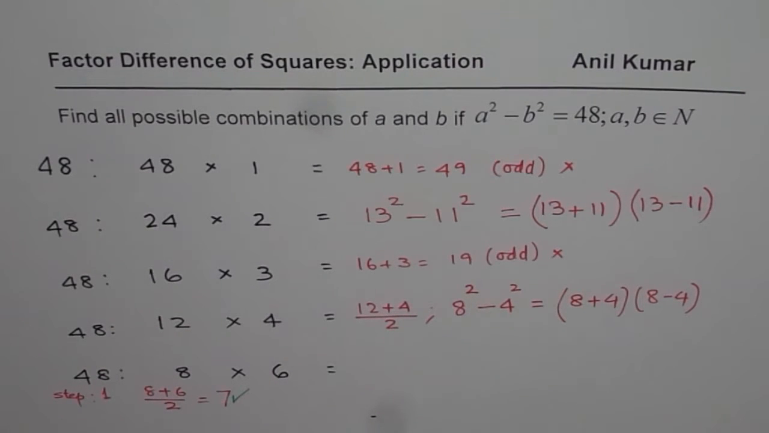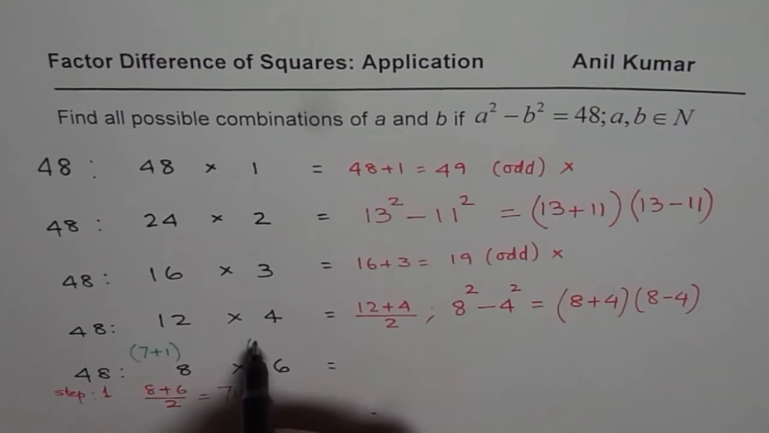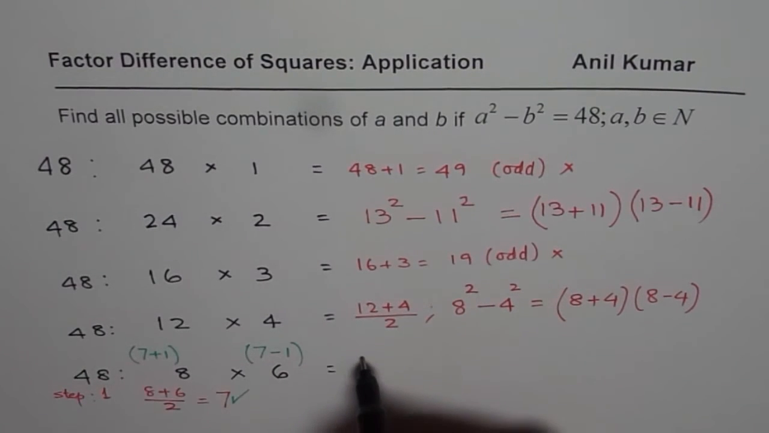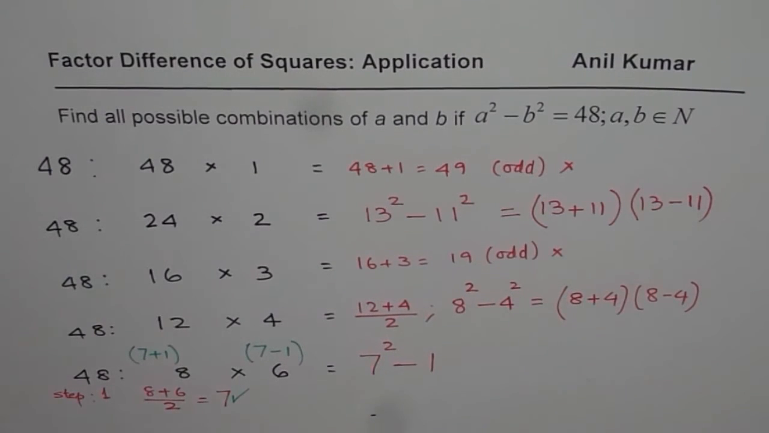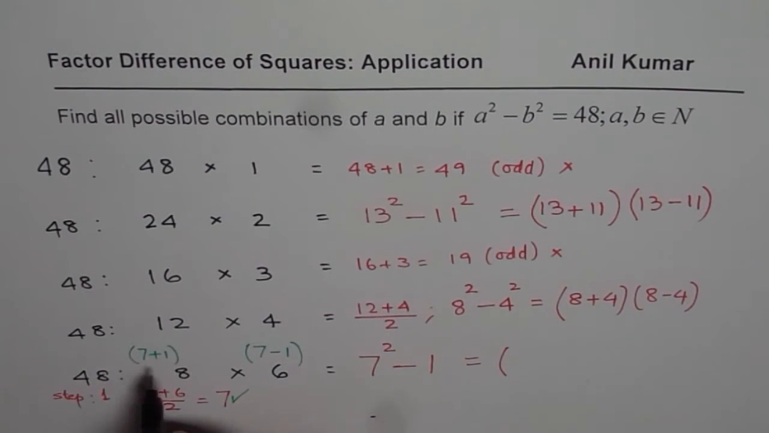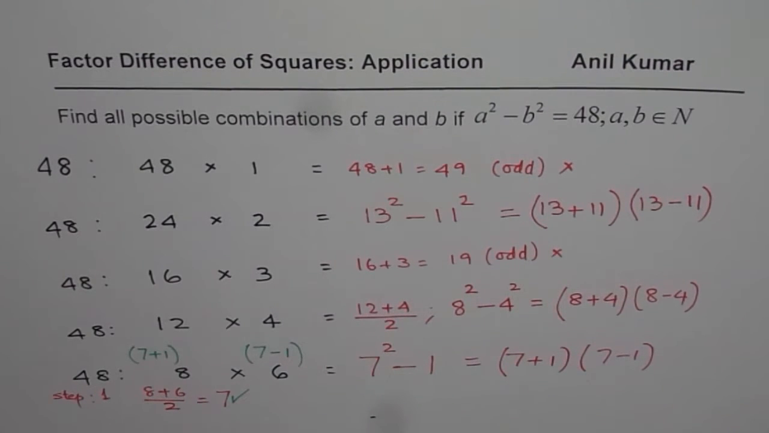Now, think like this. 7 plus what is 8? Yes, we can write 8 as 7 plus 1, and we could write 6 as 7 minus 1. You get the idea, right? When you multiply these two, this could be written as 7 square minus 1 square, or I'm just expanding it as 7 plus 1 times 7 minus 1. Do you get the idea now? I've applied the strategy in different ways so that you can understand.